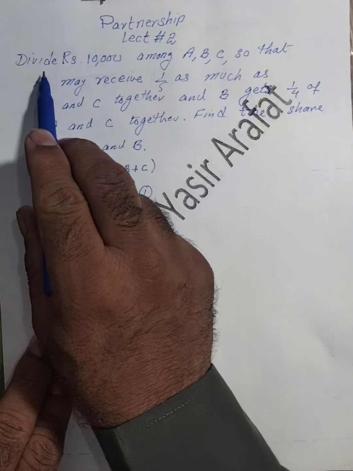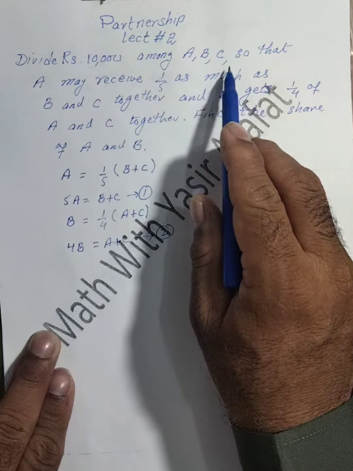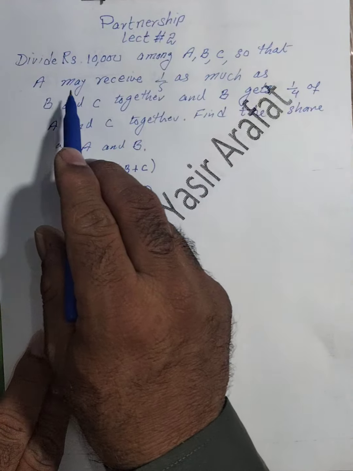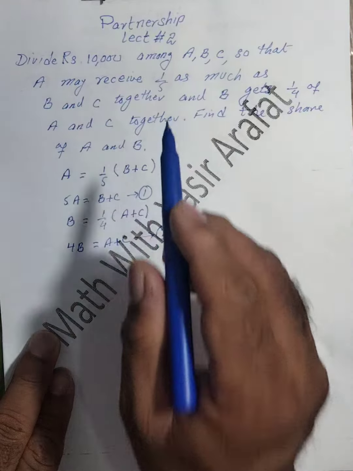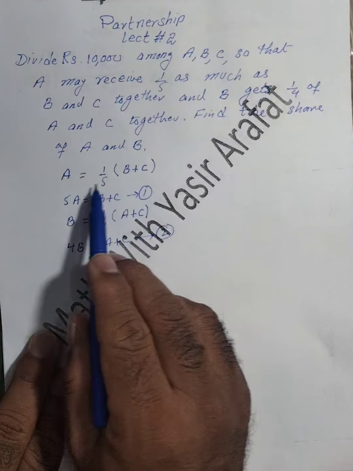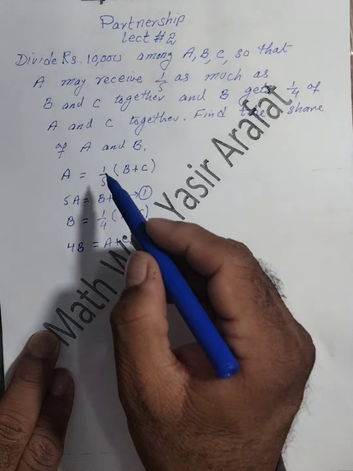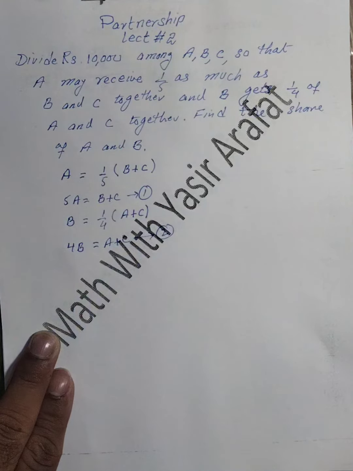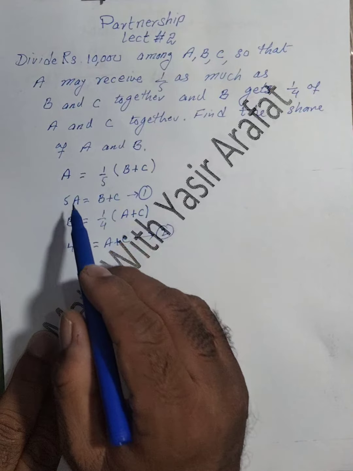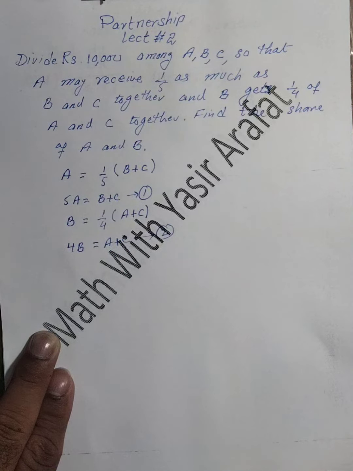Here we have to divide 10,000 among A, B, C so that A may receive 1 upon 5 as much as B and C together. This equation can be written in this form. 1 upon 5, B and C together means B plus C. So we have to shift this 5 here. This is equation number 1.